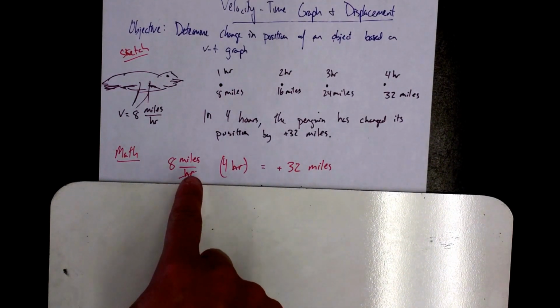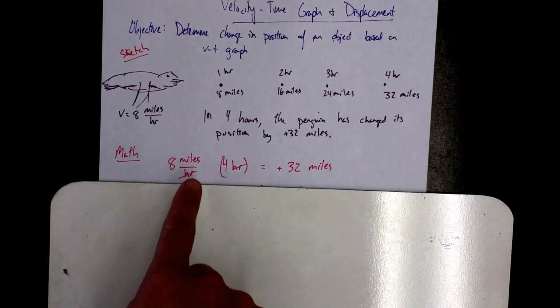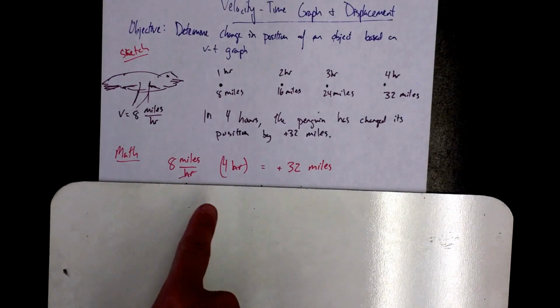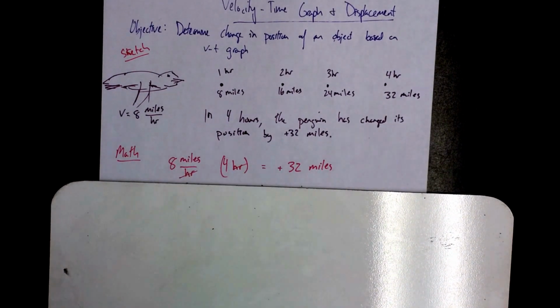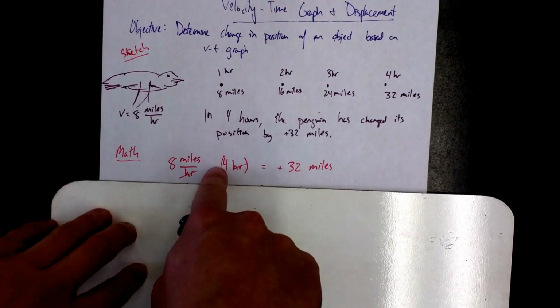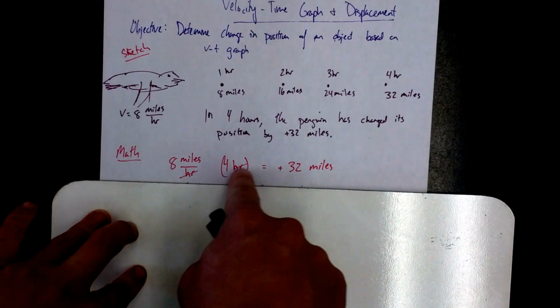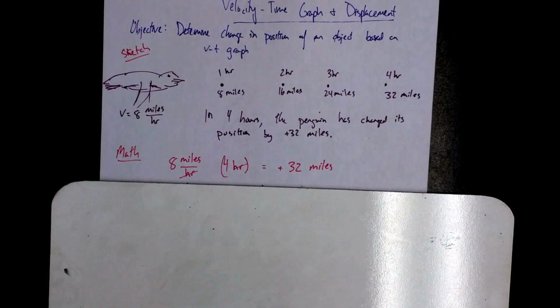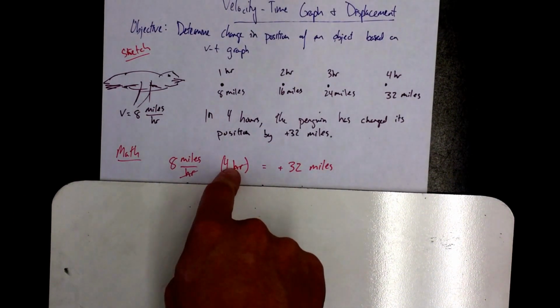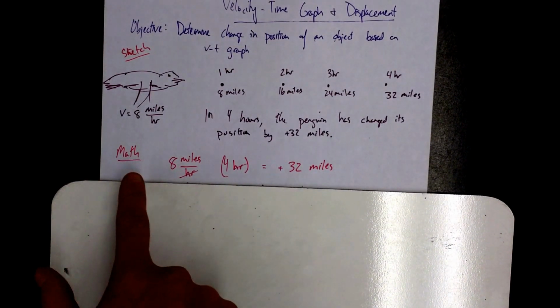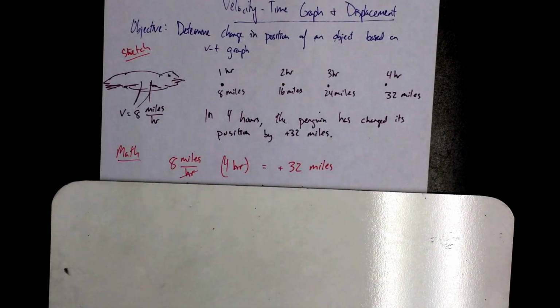I notice that there's an hour on the bottom, or on the denominator, so I am going to try and cancel this out. The way I'm going to cancel that out is by multiplying by hours on the numerator. So if I care about how far the penguin has gone in 4 hours, I should multiply by 4 hours so that I have hours on the numerator, hours on the denominator. These hours cancel out, and what I'm left with is 8 times 4, and the unit that's left over is miles. So 8 times 4 is 32. It's positive, so 32 miles.